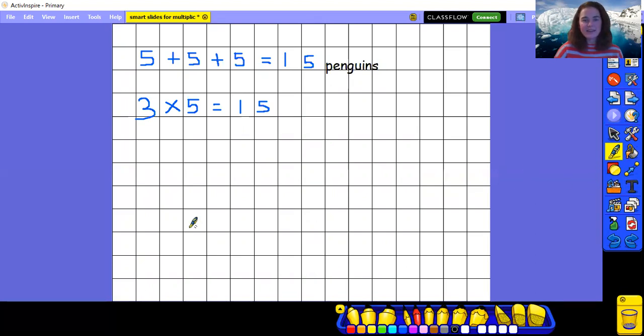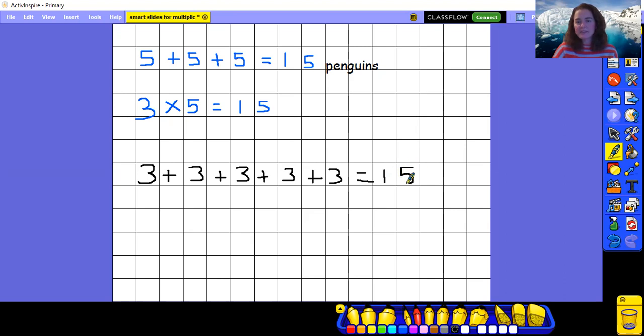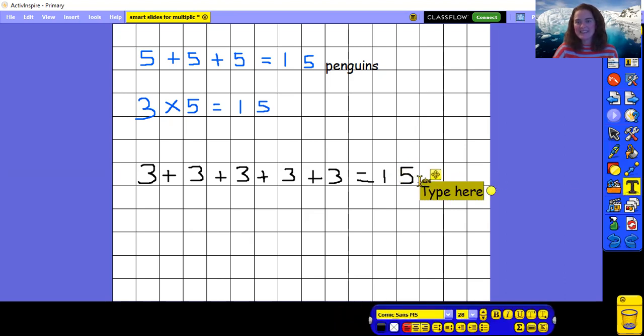So what I would write is 3 add 3 add 3, wobbly 3s, add 3, that's 4 lots of 3, and another lot of 3, 5 lots of 3. And this is our 3 times table now. So this time we're counting in 3s. 3, 6, 9, 12, 15. A little bit harder counting in 3s, but it gives us the same answer. Don't forget, it's 15 penguins.